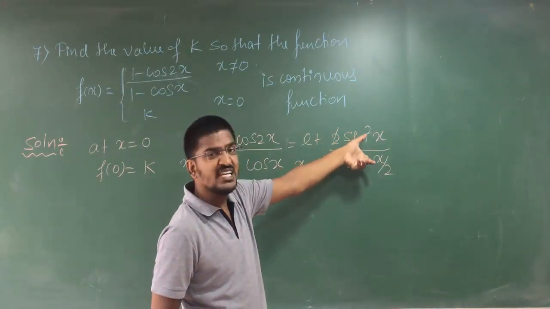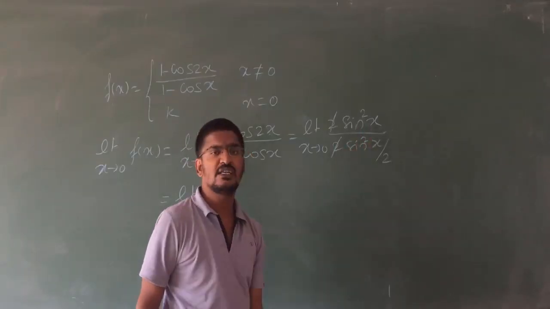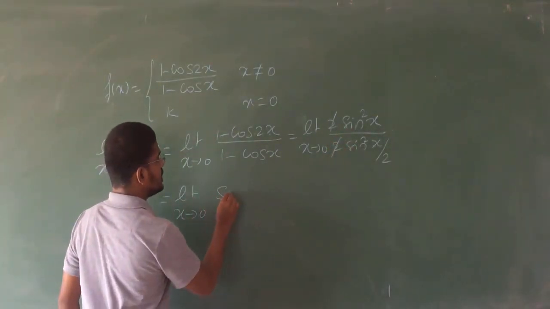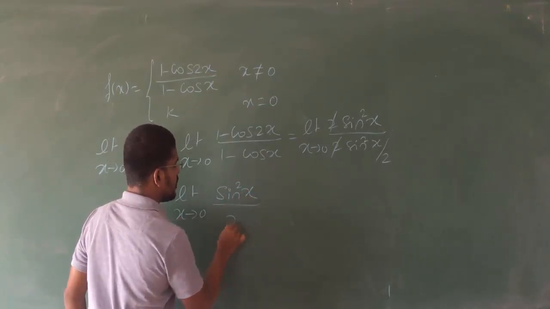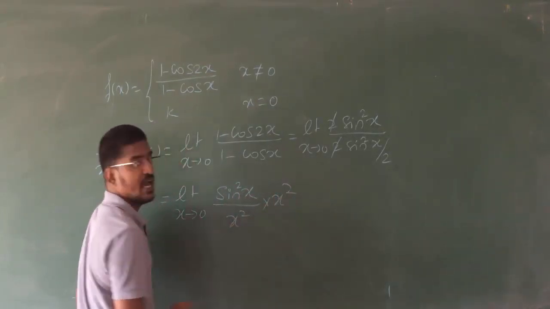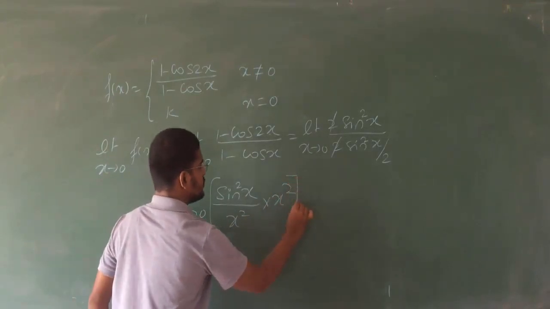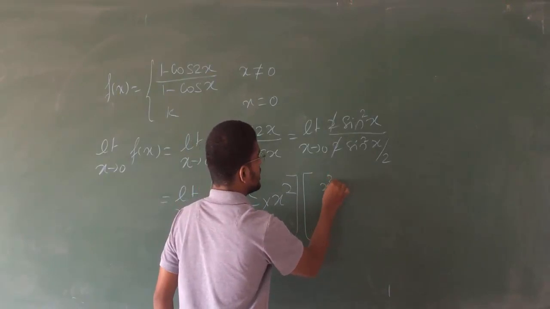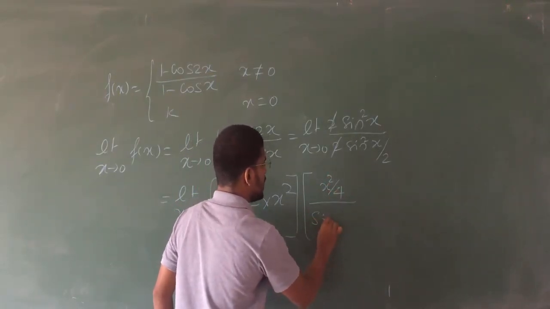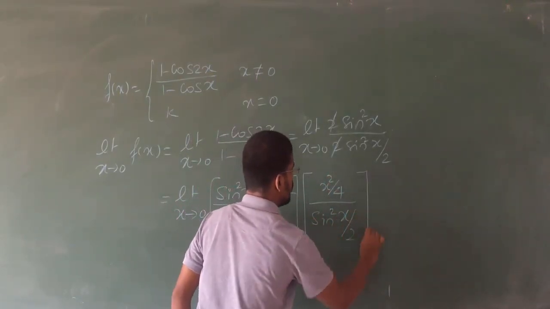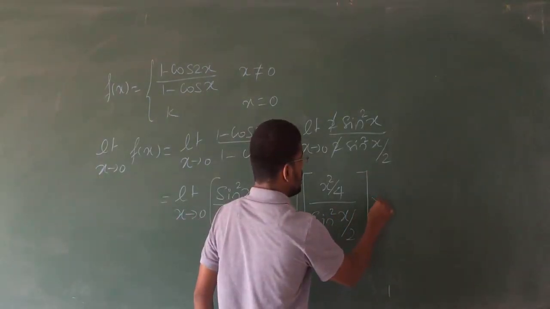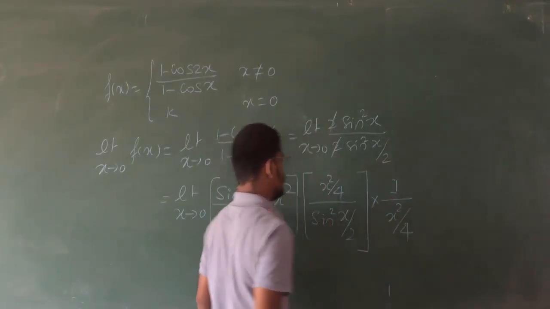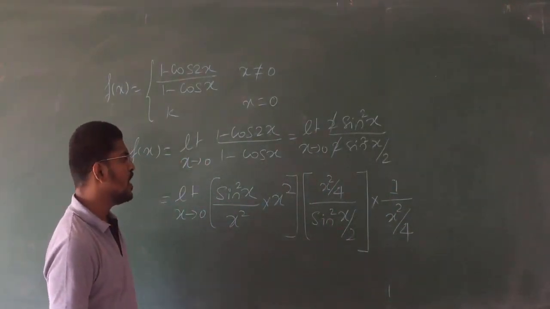So now I will adjust my terms. Sin square x divided by sin square x by 2. As you all know, sin square x can be written as sin square x divided by x square, multiplied with x square. So this is the first term. Next, I will adjust this with x square by 4 divided by sin square x by 2, that is multiplied with 1 divided by x square by 4.